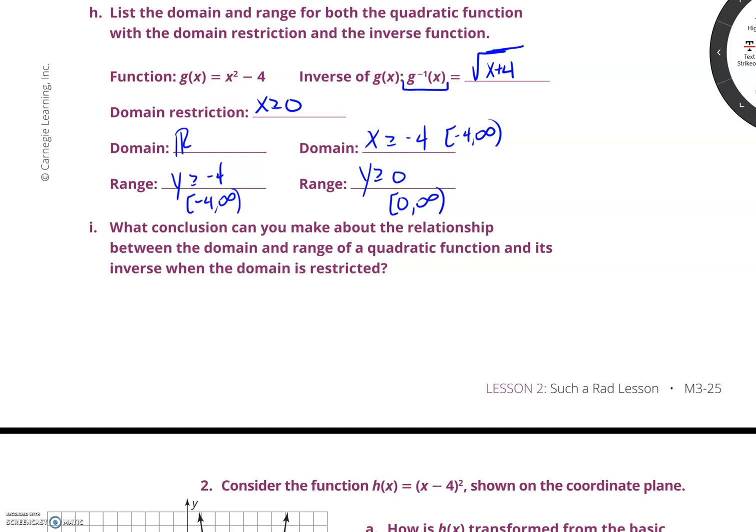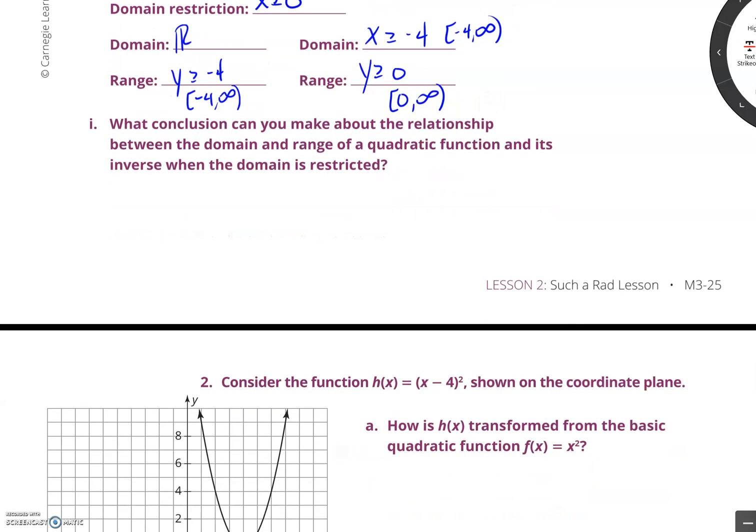All right, so again, what conclusions can you make about our domain and range with the domain restrictions? Is there anything you can conclude? What's different? What's the same? So on and so forth. So answer that on your own.